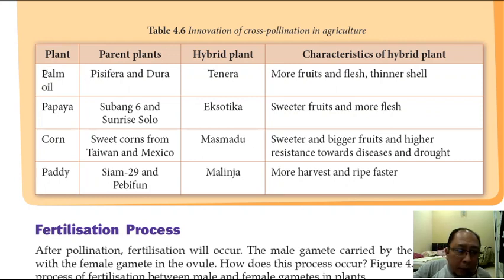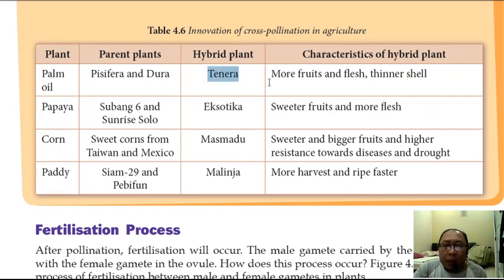For example, this one, palm oil. So we take different species, for example, Pisifera, one type of species, and another species, Dura. So different species of palm oil. When we combine these together for cross pollination, it will produce a hybrid plant. We call it Tenera.